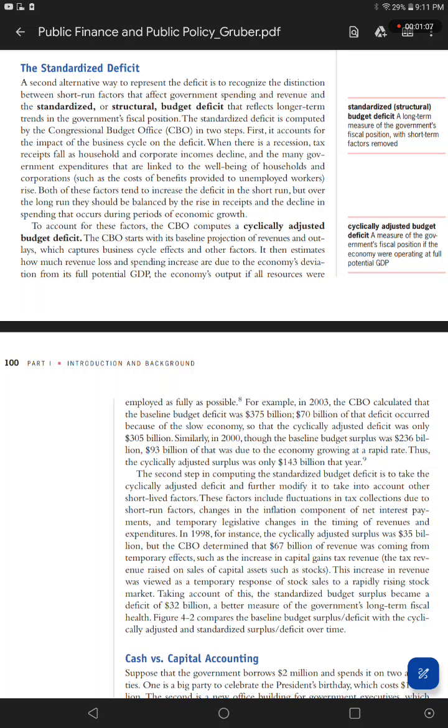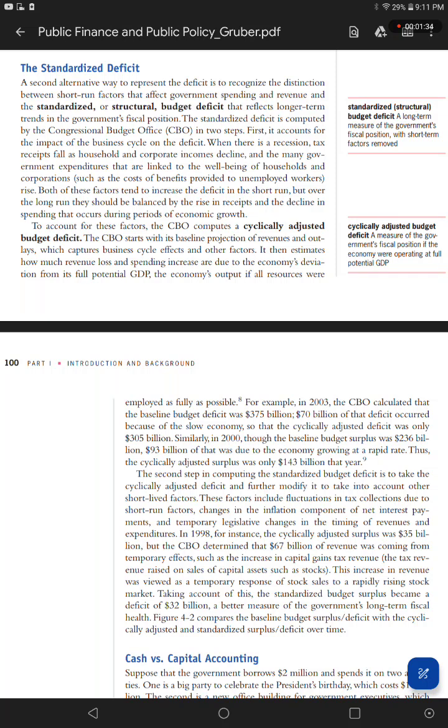Sidebar: Standardized structural budget deficit, a long-term measure of the government's fiscal position with the short-term factors removed. Cyclically adjusted budget deficit, a measure of the government's fiscal position if the economy were operating at full potential GDP. Returning to the text.